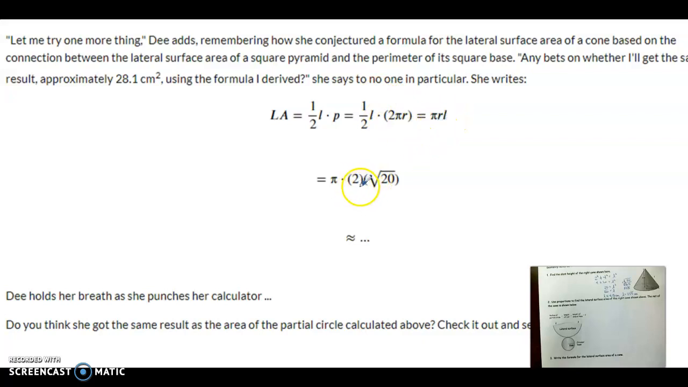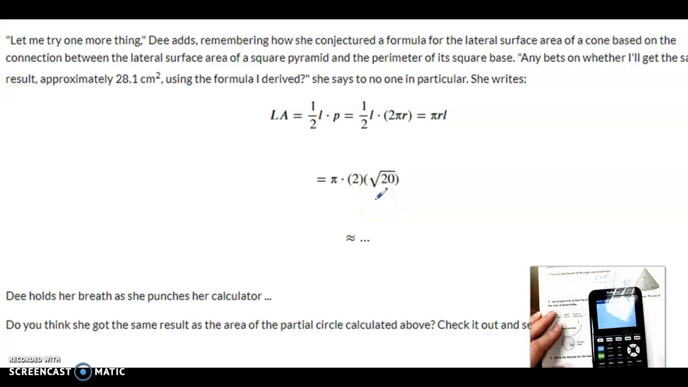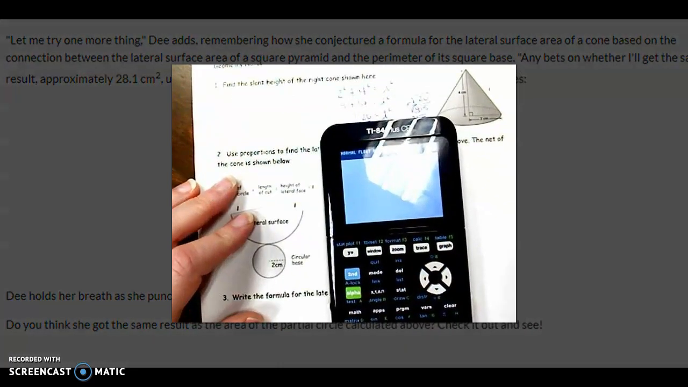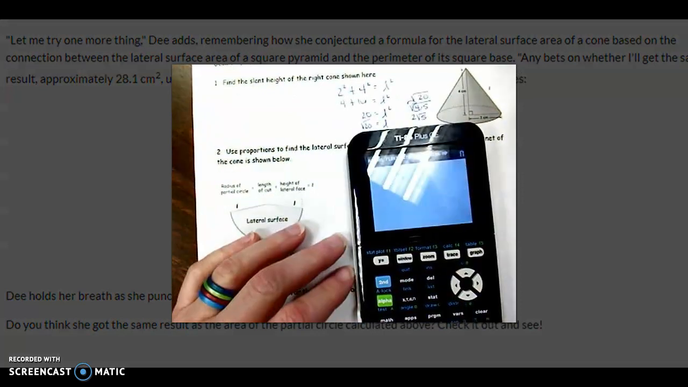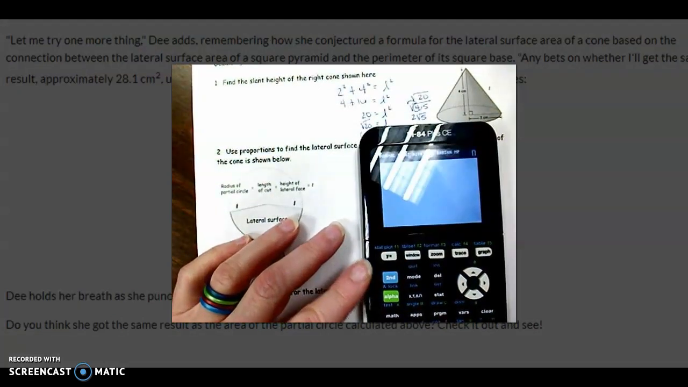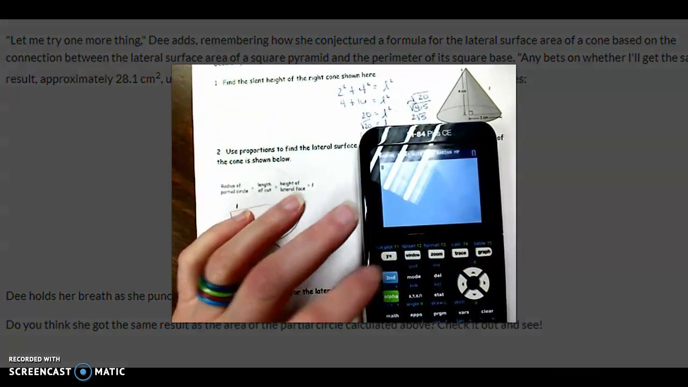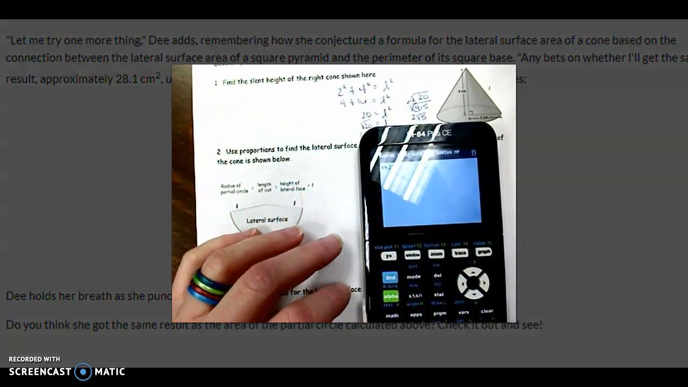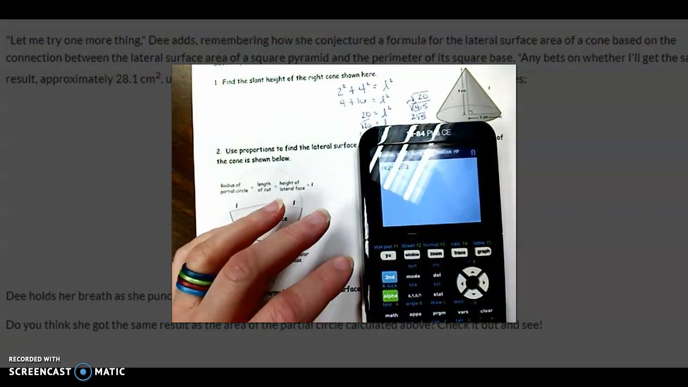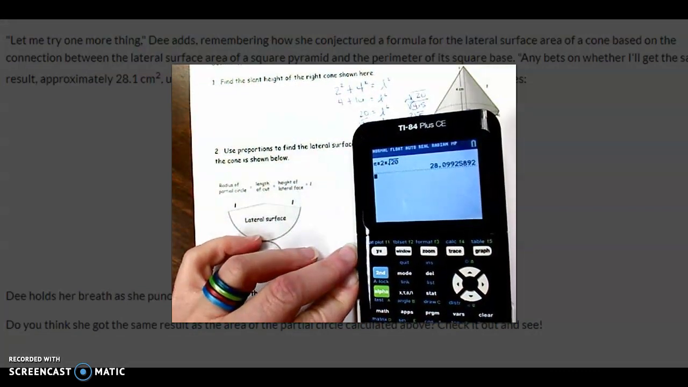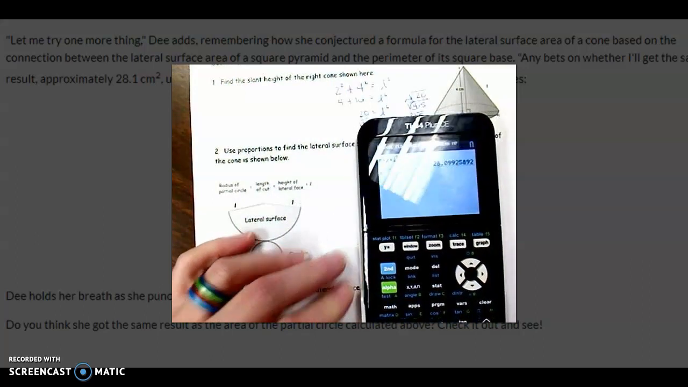We know the radius is 2, and remember on number 1 in our notes, we found the slant height unsimplified to be the square root of 20. And so we could put that into our calculator to see if we get that same 28.1. Pi times 2 times the square root of 20 is what we're putting in our calculator. So pi times 2 times the square root of 20, and looky there, we do get the same thing, 28.1.